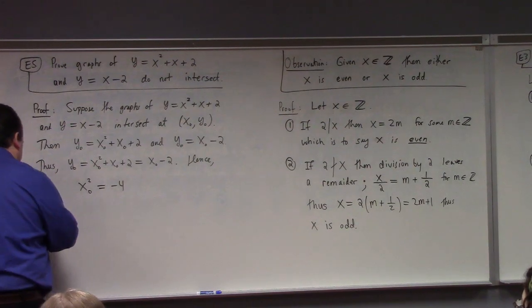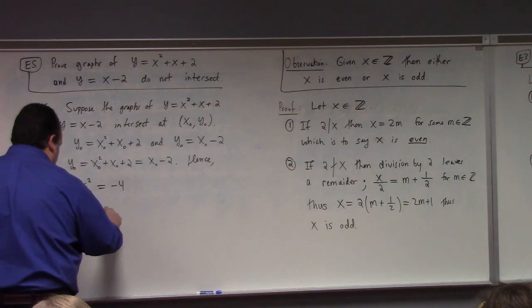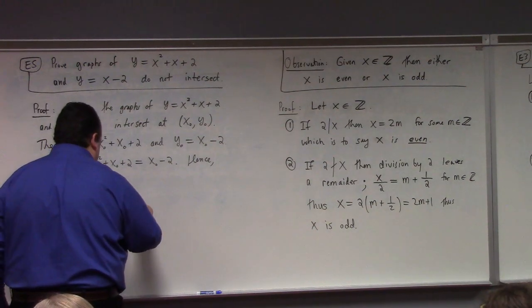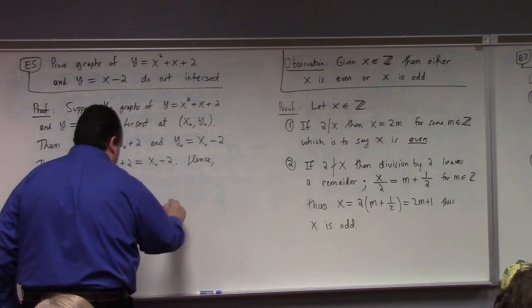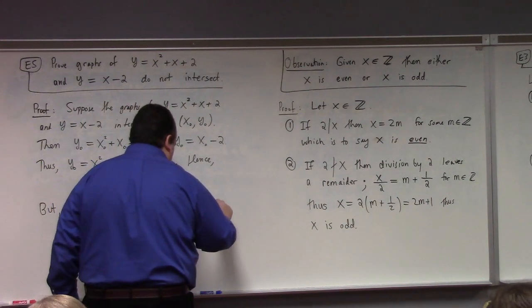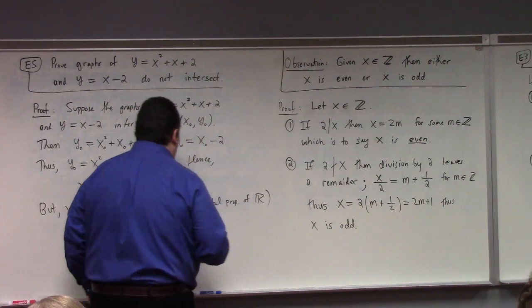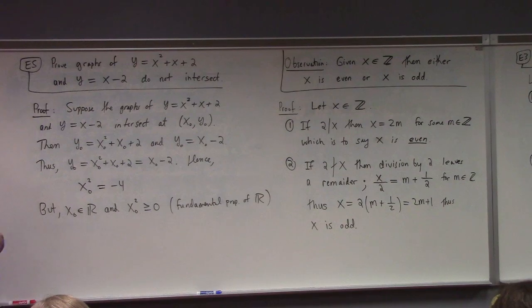But x naught is an element of the reals, and x naught squared is therefore greater than or equal to 0. This is a fundamental property of the real numbers. Any real number squared is non-negative. The square of a real number is non-negative, right?